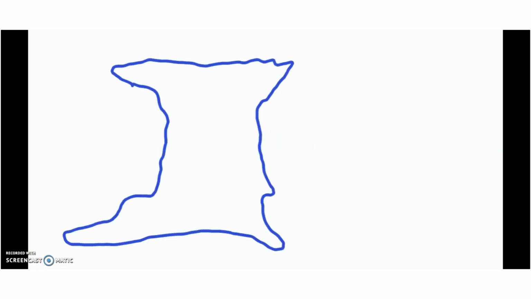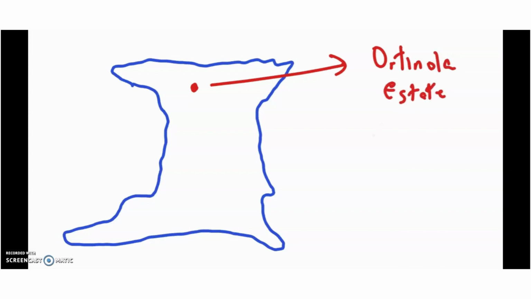All right, students, don't mind my little diagram here. So I'm just gonna draw something across here. This little red dot is in fact symbolic of, let us talk about cocoa, our cocoa estate. We have multiple cocoa estates in Trinidad, but this little area here is called the Ortinola Estate. All right, it is situated in Maracas, St. Joseph.